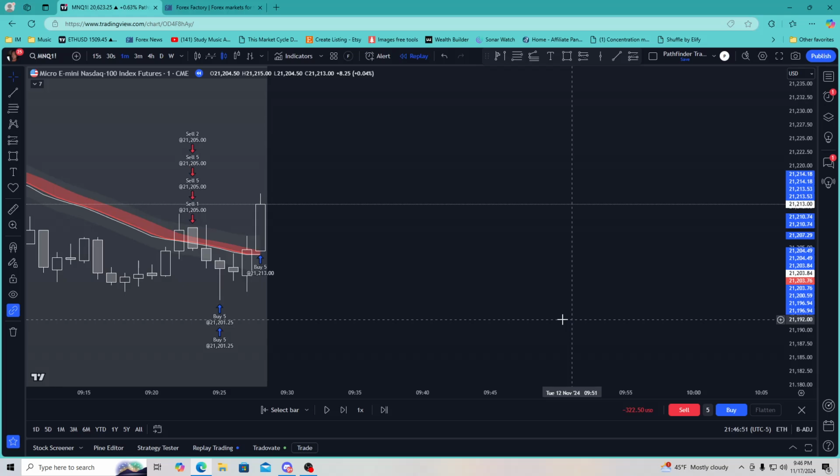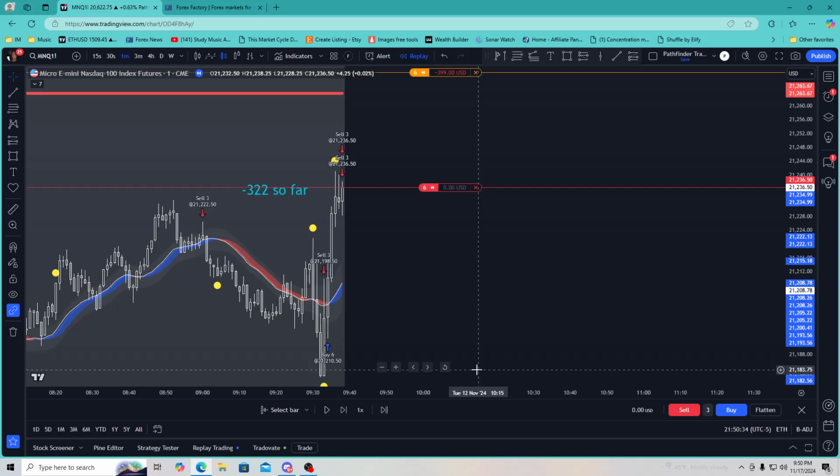The closer you are to the red line, the more contracts you can have because you're risking the same amount or less because it's closer. That's why these are always the better trades the closer you get to this, because you have a bigger position size. The bigger the position size, the more money you can make. All right? So let's see what happens here.